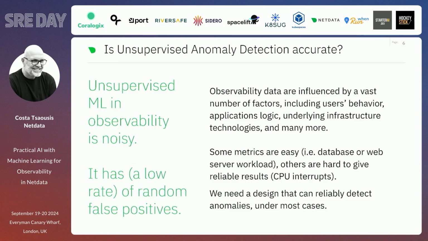The first problem is that some metrics are easy to model. The workload of a web server, of a database server, that's easy. But if you go to CPU interrupts, what is there to model? These things are like squared things all the time. It's totally random what the hardware is doing. So actually, for some metrics, this is easy and doable. For other metrics, no go.